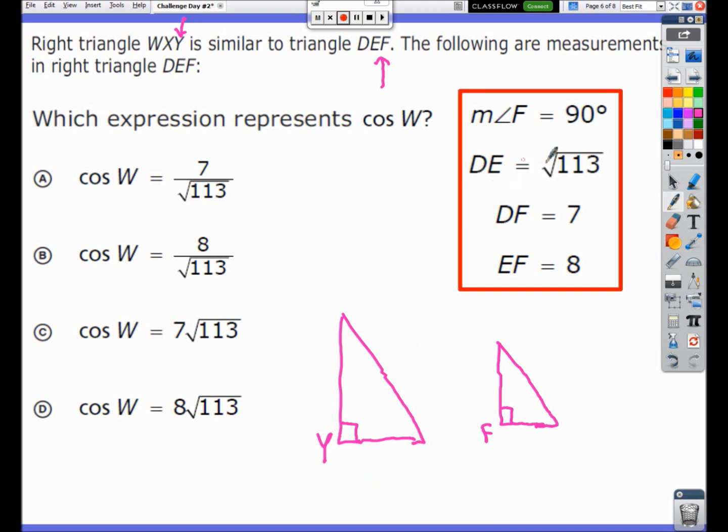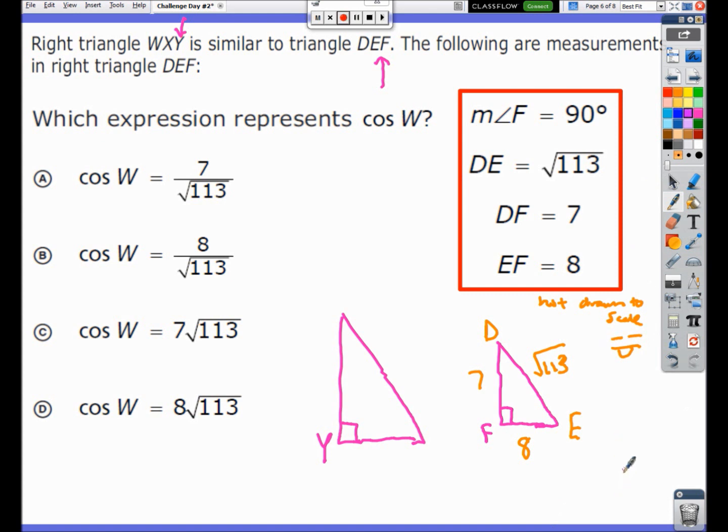DE is root 113. Well, where does D and where does E go here? And to be honest with you, it doesn't matter. We'll just pretend that this thing's not drawn to scale, so who cares? There's 113, square root of 113. DF is 7, and EF is 8. Now, you might go, but it looks like the 7's longer than the 8. True, but who cares? Not drawn to scale. Okay, you can make a little note off to the side. Not drawn to scale. And then, there we go, little emoji.